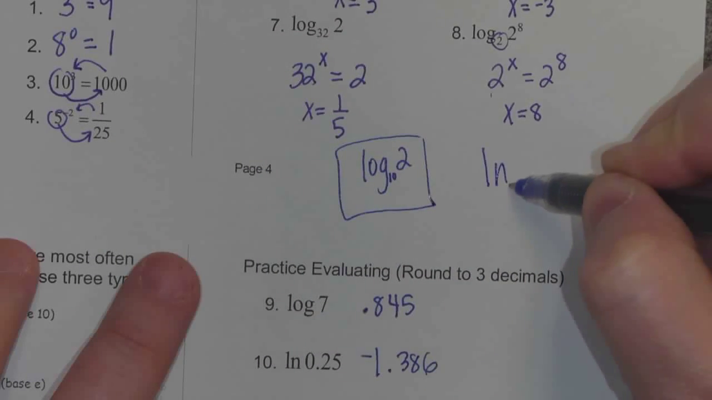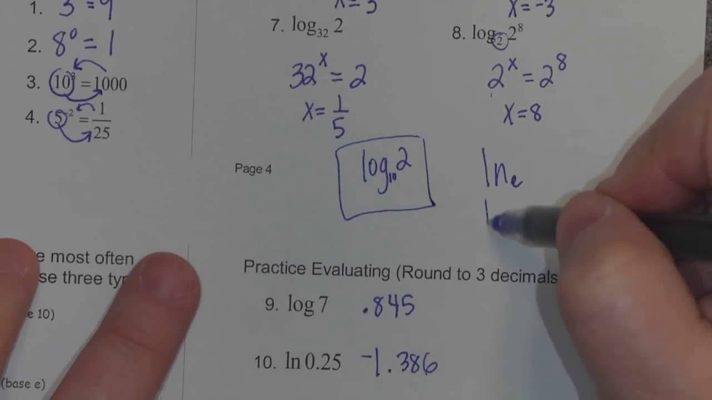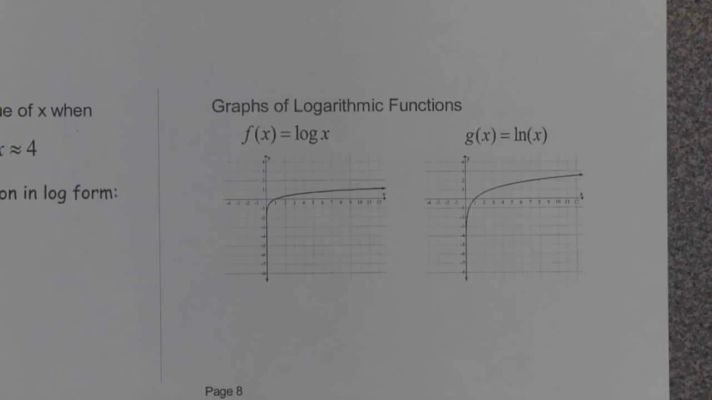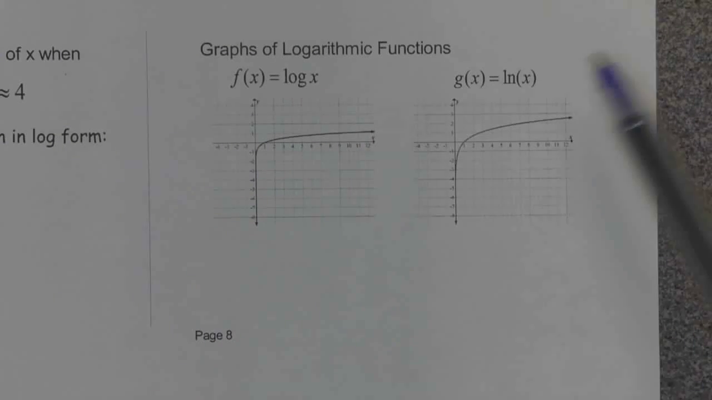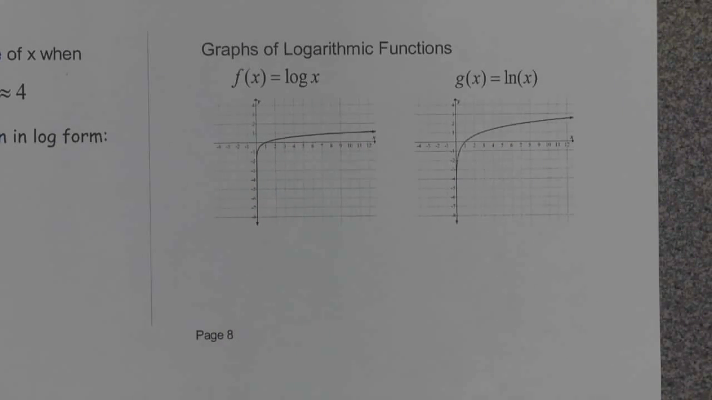The natural log is always base e. We don't show the base e there. It's just written as the natural log. Okay, all right, so let's take a look at some of the graphs here. The log graph looks like this. The natural log graph looks like this, so they're very similar in the way that they look.